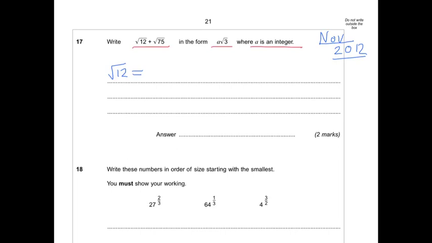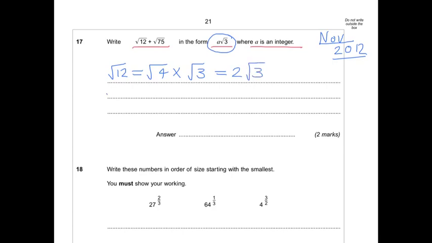We look for the largest square factor of 12, which is of course 4, and we can rewrite root 12 as root 4 multiplied by root 3. Remember, the answer has got to be in terms of root 3, so this is a useful first step. We can then simplify root 4 to 2, giving us an answer of 2 root 3.